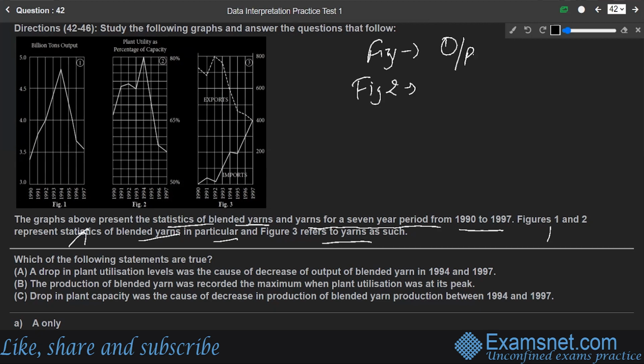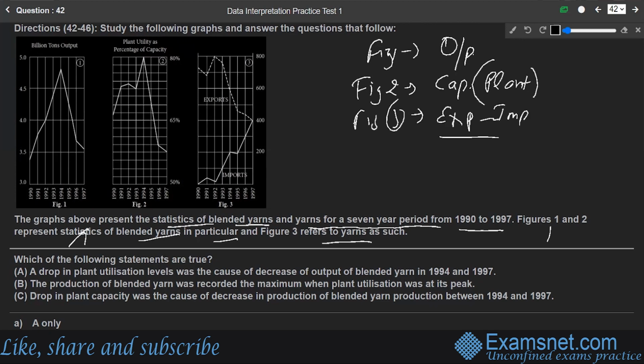Figure number 2 represents the plant utility as percentage of capacity, that is, how much percent of the plant has been utilized. So we can write it as percentage capacity of plant utility, not the plant capacity rather. And figure number 3 represents the export to import ratios, or export to import value for the years from 1990 to 1997. This is all given in the chart, and understanding this data, we can do the questions associated with the chart.